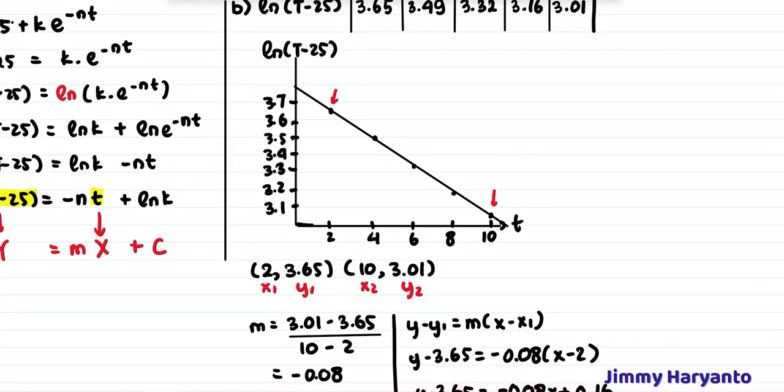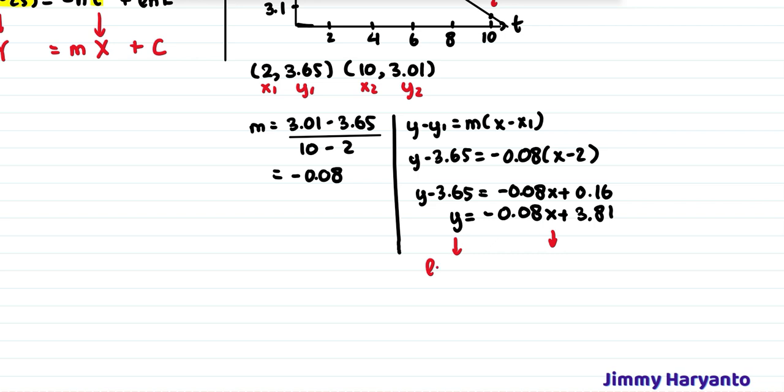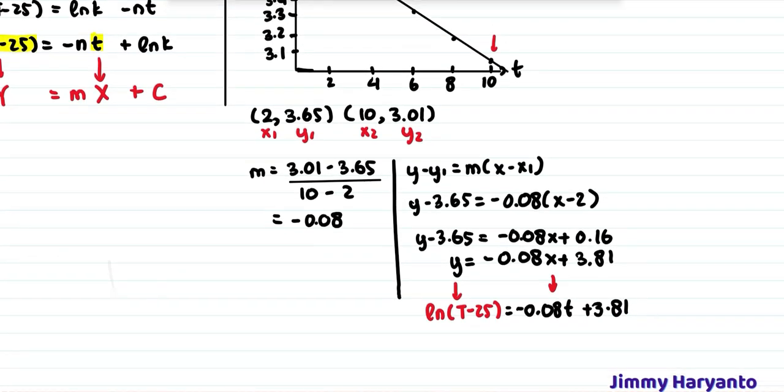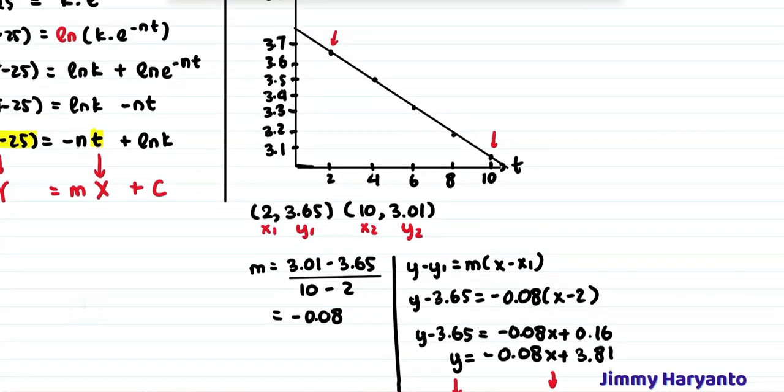Okay, then we have to change the y and the x to the axis. Yeah, the y-axis is ln(T minus 25), so this one will be ln(T minus 25), and this one is t, equals negative 0.08t plus 3.81. Okay, so this is our linear function.